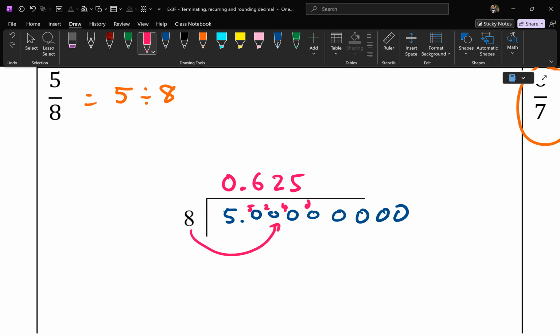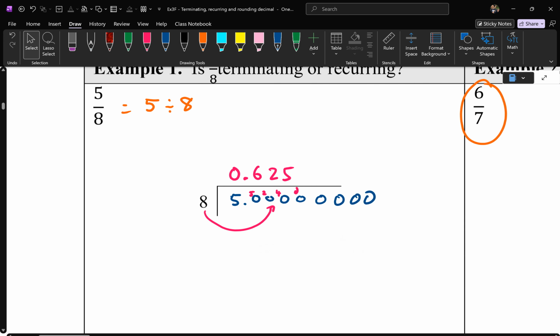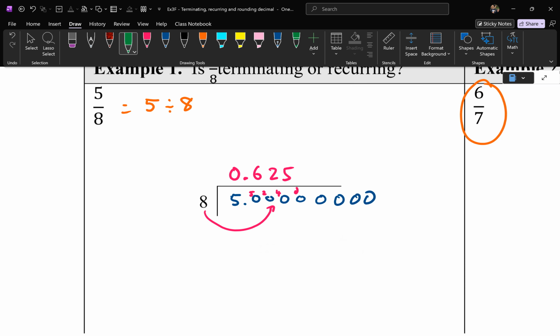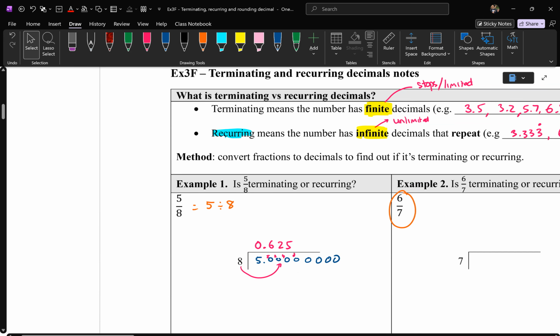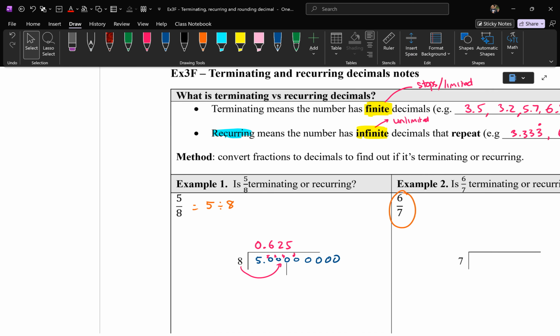So is this terminating or recurring? Is this decimal, 0.625, terminating or recurring? Recurring. No. I'm testing if you're listening, that's why. Now, don't listen to what others say. Sam, turn around. Thank you.